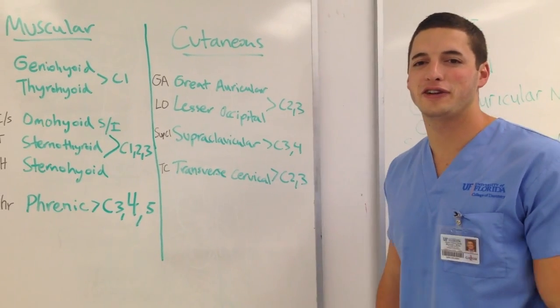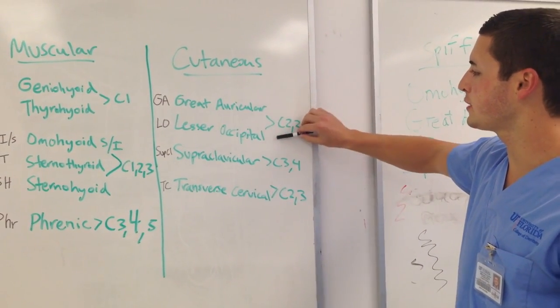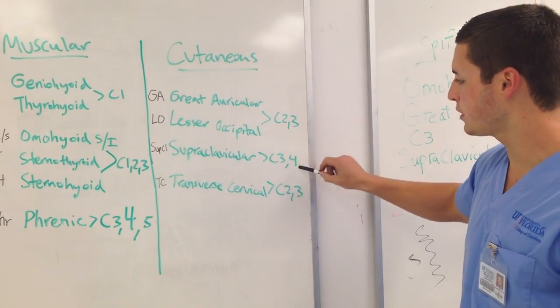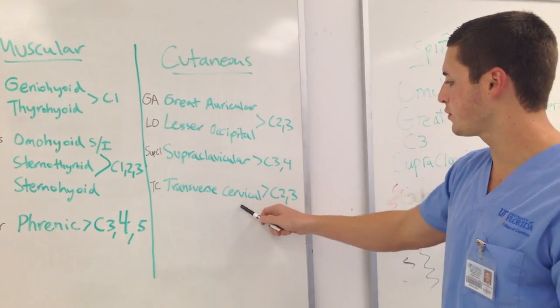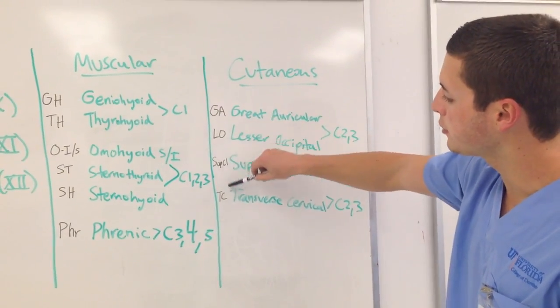Let's go over the nerves of the cervical plexus one more time. So first we have our cutaneous nerves, the greater auricular and lesser occipital coming from C2 and C3. We have our supraclavicular coming from C3 and C4. And our transverse cervical coming from C2 and C3. And here are the abbreviations we had on the diagram, so to make it a little bit easier.